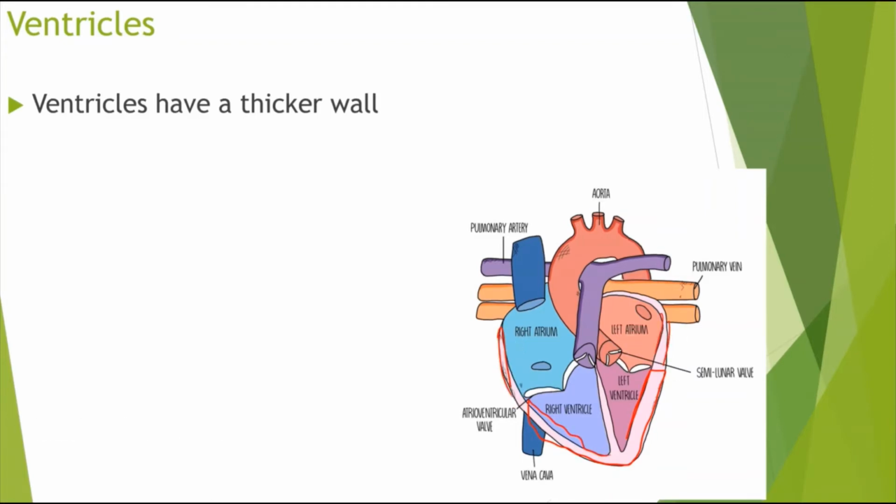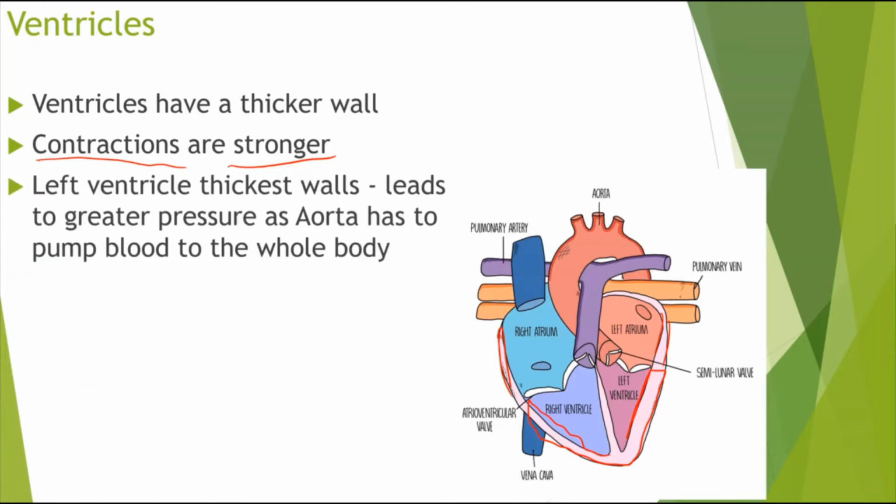So what does that mean? Because the ventricles have a thicker wall, when they contract, the contractions are stronger. This would mean that the pressure would be greater when they contract. Now, if we look at the left ventricle specifically, it has the thickest wall compared to all the other chambers, including the right ventricle.